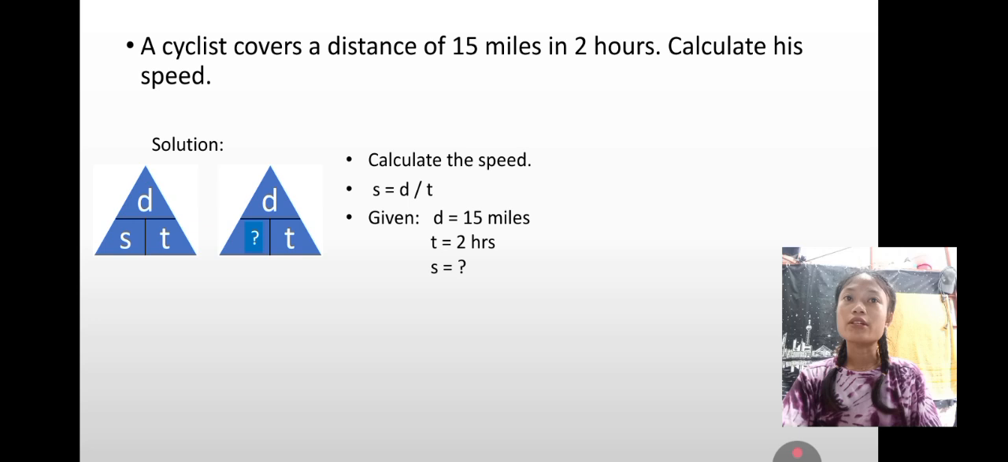Next step, identify the given values and their units. So, ibutang nato ang mga given values dira. 15 miles ang distance, 2 hours ang time, and the S is question mark. Okay, mao na pangitaon.